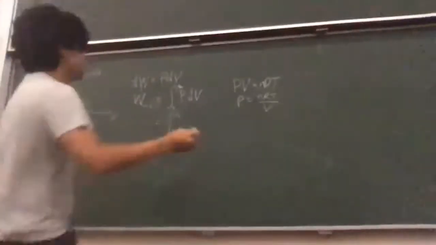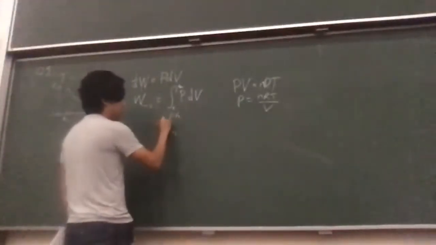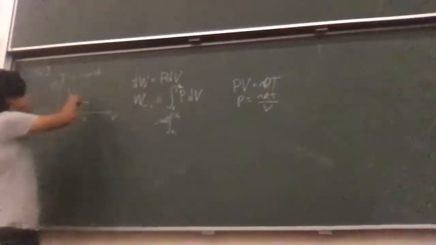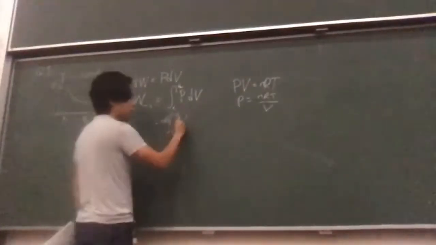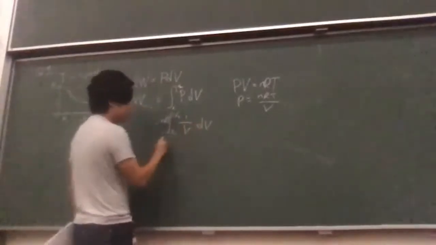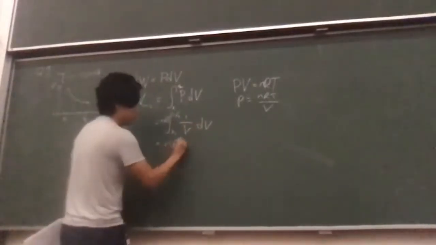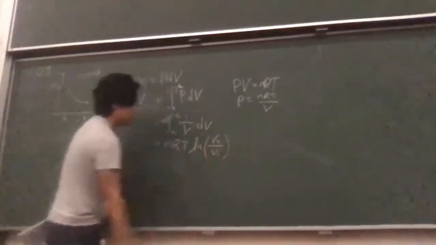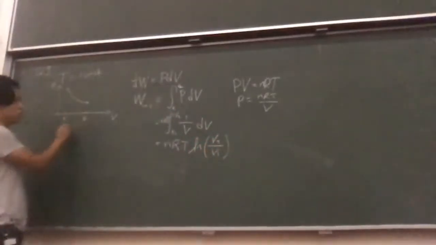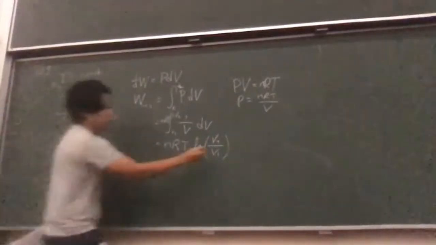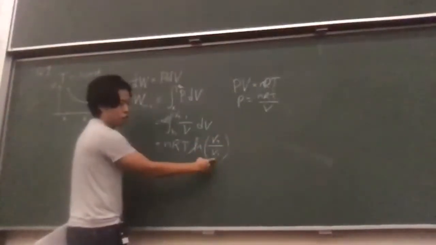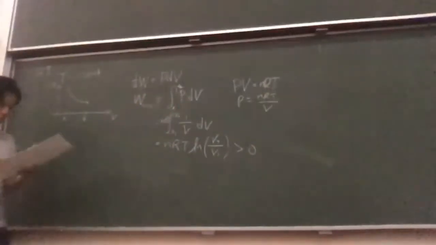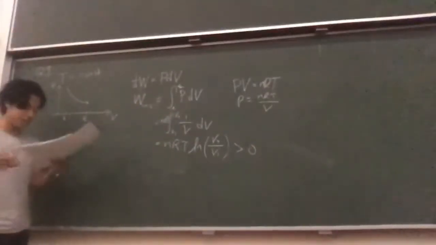All right, so nRT is a constant, so n and R are definitely constants, and T here is an isothermal process, so that can come up front. And you get 1 over V dV, and that's just a trivial integral. So you get nRT log of V2 on V1. And since it's an isothermal expansion, V2 is larger than V1, so this is going to be a number larger than 1, so this whole thing is larger than 0. So you're doing positive work. So work is done on the gas.